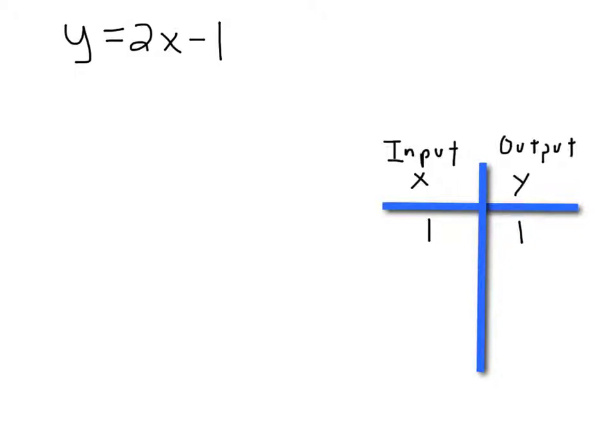And if the input was 2, and we plug that in for x, we'd get 4 minus 1, so 3. And if the input was 3, we'd have 6 minus 1, so 5. And if the input was 4, we'd have 8 minus 1, so it would be 7. So here is a partial list of inputs and outputs, but actually this relation has an infinite number of inputs and outputs because we could continue this forever if we wanted to.